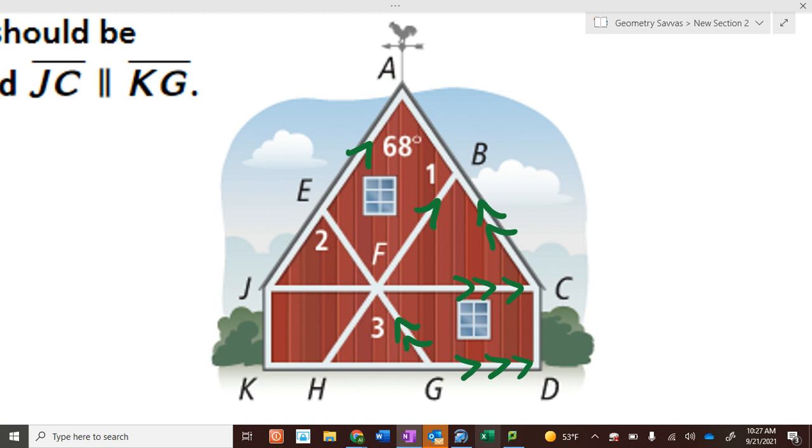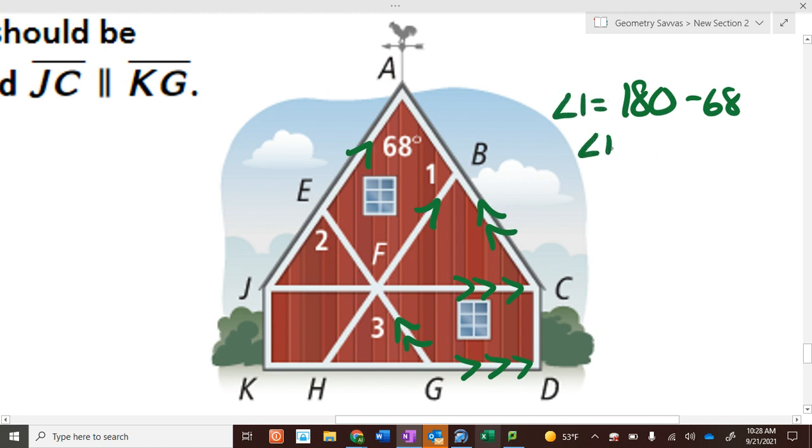Here's our transversal. They're on the same side of it. What do we know about same side interior angles? Are they congruent or supplementary? Supplementary, 68 and 1. So if we take 180 minus 68, we get 112.